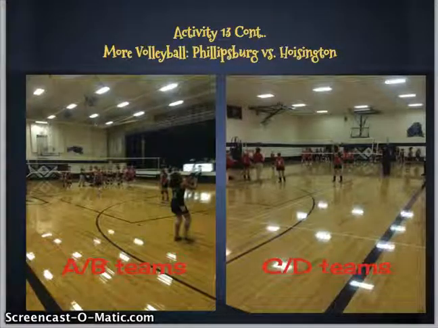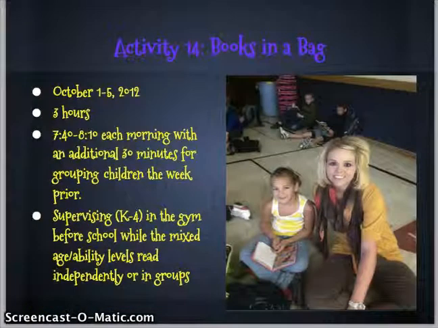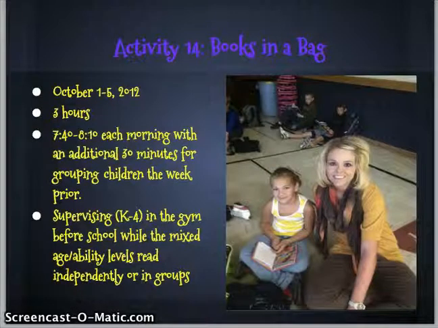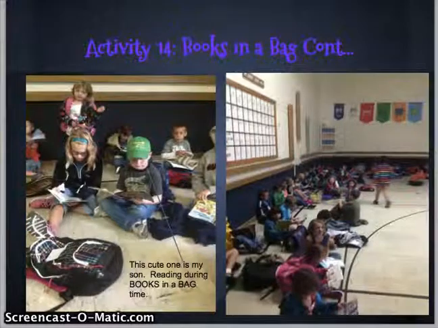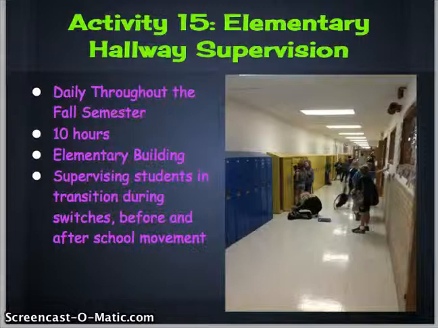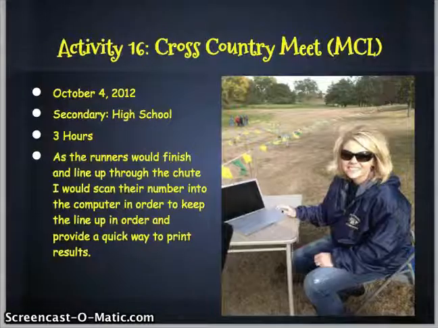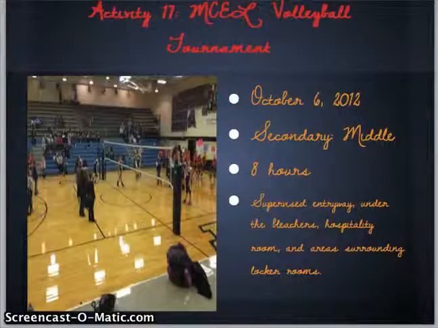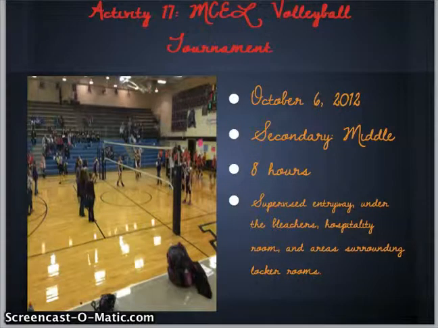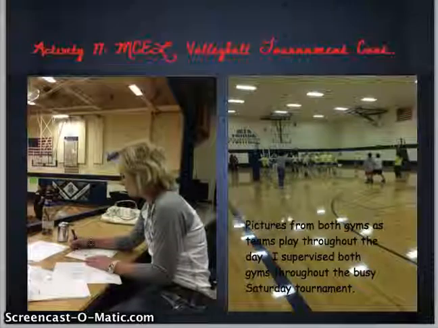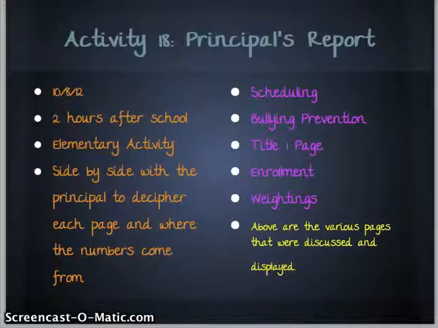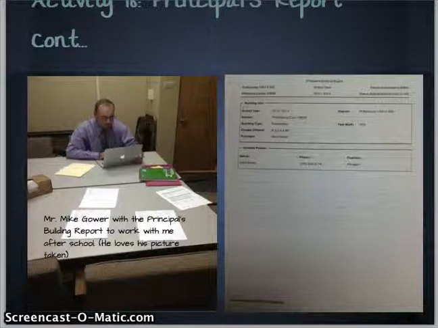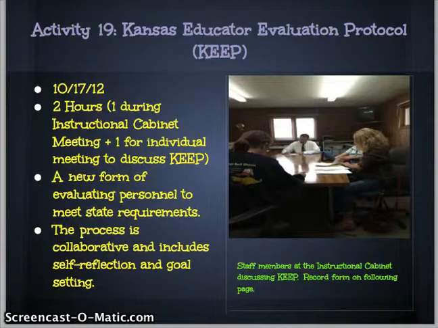Continued pictures. Books in a bag. Every morning before school starts, we have children in the gym. Hallway supervision at the elementary school. I helped with a cross-country meet, that would be high school. MCEL volleyball tournament, that's middle school. Continued. The principal's report. There's Mr. Gower working alongside me. This is going over KEEP, the Kansas Educator Evaluation Protocol.